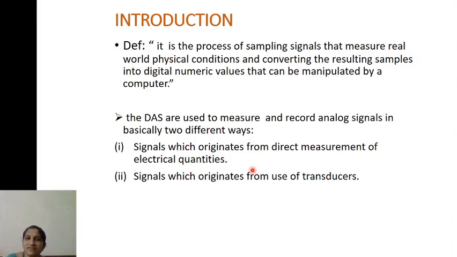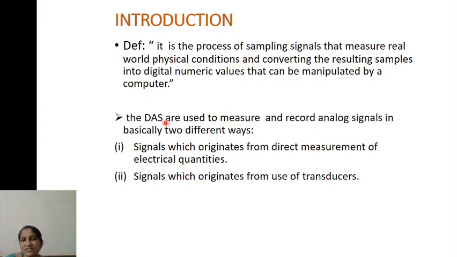So, the definition of a data acquisition system is like this. It is the process of sampling signals that measure real world physical conditions and converting the resulting samples into digital numeric values that can be manipulated by a computer. That means the signals that are sampled and stored in a computer for future purposes is nothing but the data acquisition system.